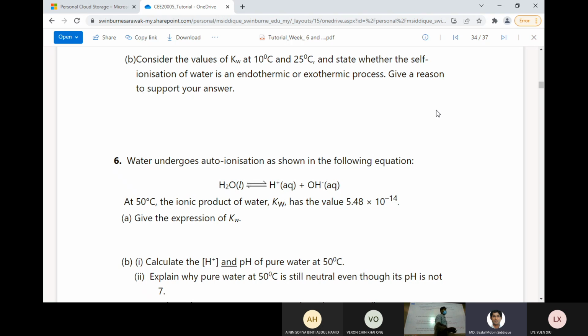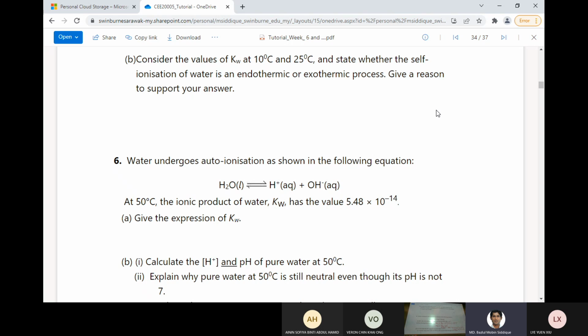And take the negative log of this value. Of course, log base 10, yeah? So put this value here, and it gives 6.63. So it is much more acidic than it is at 25 degrees centigrade.